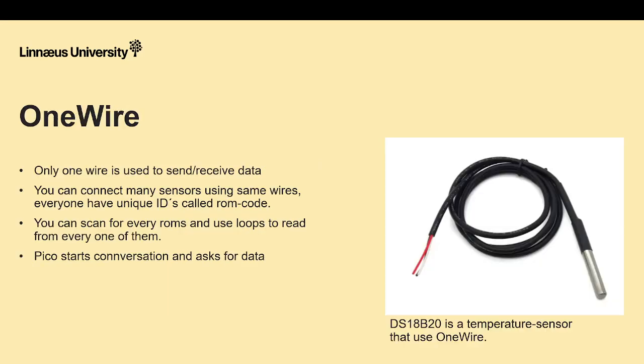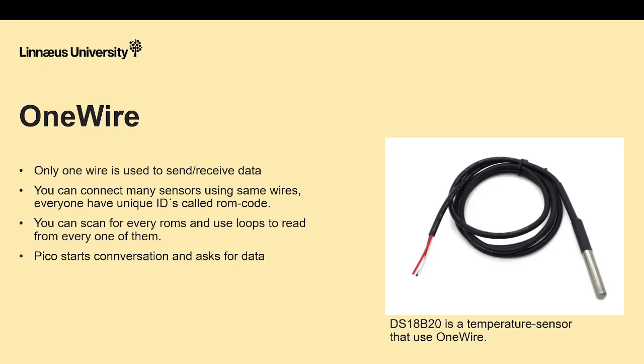The other thing this lecture will discuss is the one-wire protocol. It's an old protocol that uses only one wire to send or receive data. Using this wire you can connect as many sensors as you want. Everyone has a unique ID, we call them ROM, and you can scan through every ROM and use a loop to read from each one of them, and it's the Pico that starts the conversation and asks for data.